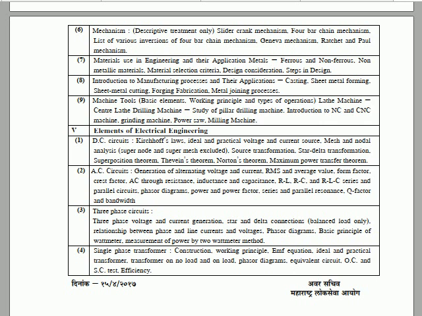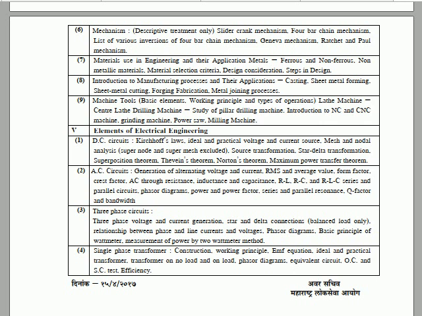The DC circuit consists of Kirchhoff's law, ideal and practical voltage, current source, mesh and nodal analysis, super mesh, super node, star delta transformation, superposition theorem, Thevenin's theorem, Norton's theorem, maximum power transfer theorem.